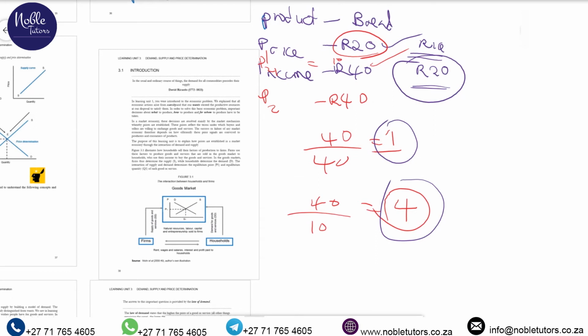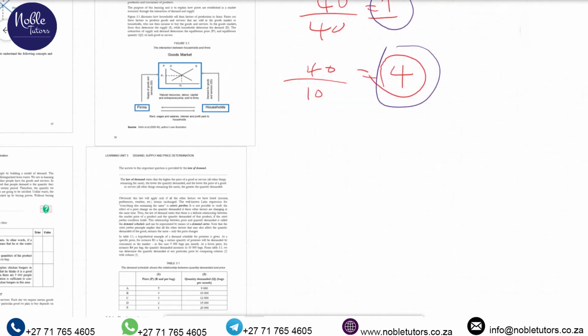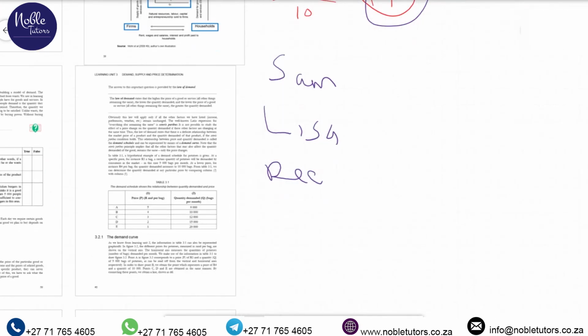Now let's cross to individual demand curve and market demand curve. Individual demand curve is demand by a single person. Then market demand curve is demand by total consumers in the market. Let's suppose in the market for bread, we have Sam, we have Lisa, we have Ree, we have Victor.